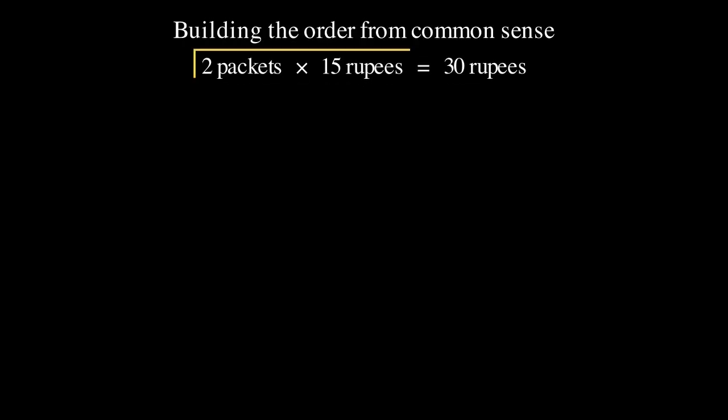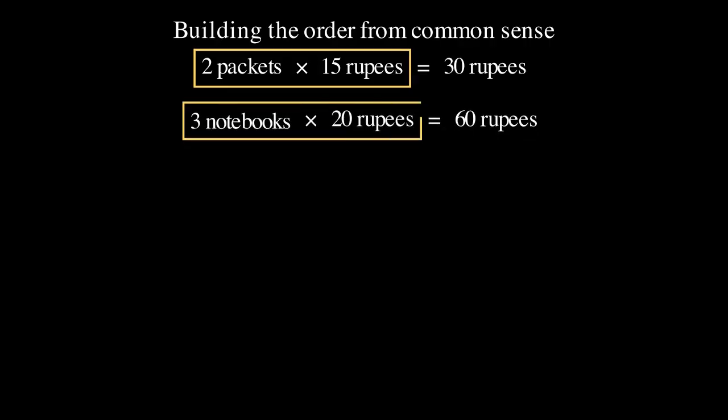Think about what the bill actually means. 2 packets of biscuits at 15 rupees each is one single cost, 30 rupees. You can't split the 2 and the 15 apart, they belong together as one group. In the same way, 3 notebooks at 20 rupees each is also one single group, worth 60 rupees. That multiplication has to be finished before it joins the rest of the bill.